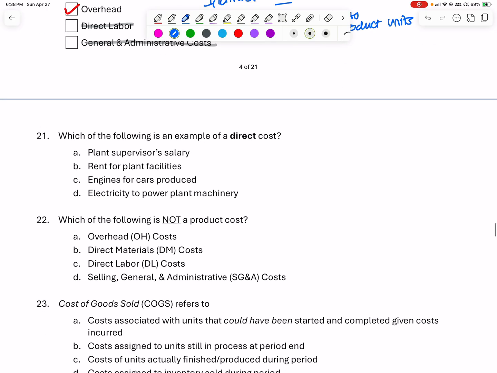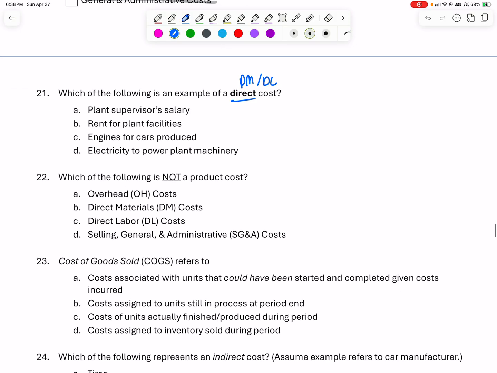Which of the following is an example of a direct cost? So it must be direct materials or direct labor. Plant supervisor's salary, that would be overhead, which is indirect. Rent for plant facilities, that is overhead, which is indirect. Engines for cars produced, that is direct material, so that would be direct, so that's my answer. Electricity or utilities for the plant, that would be overhead, so indirect.